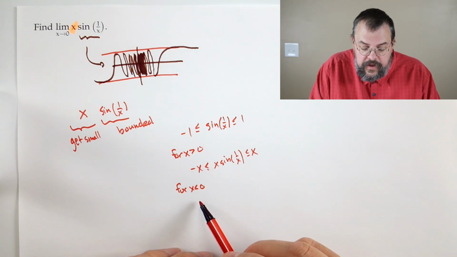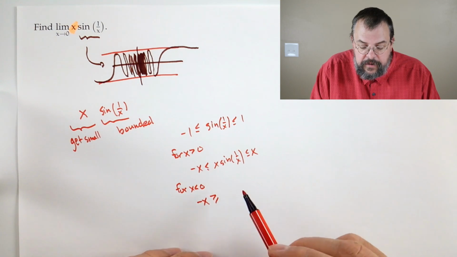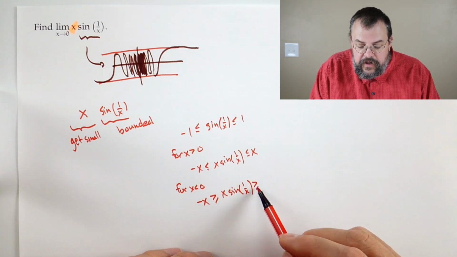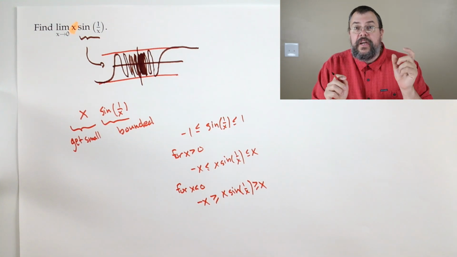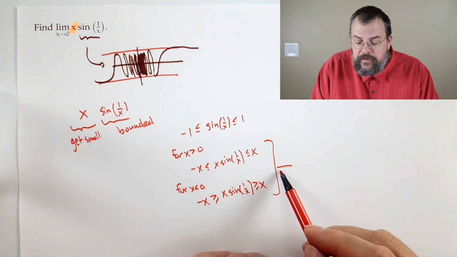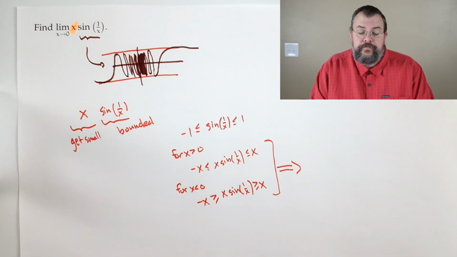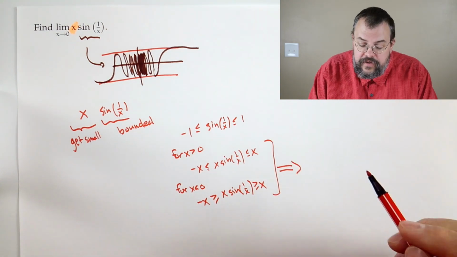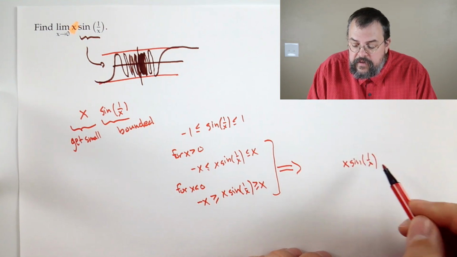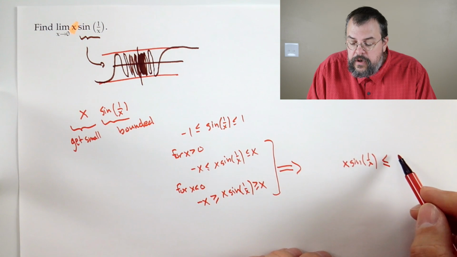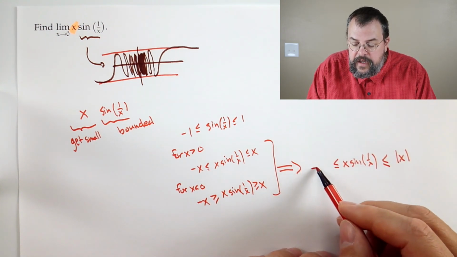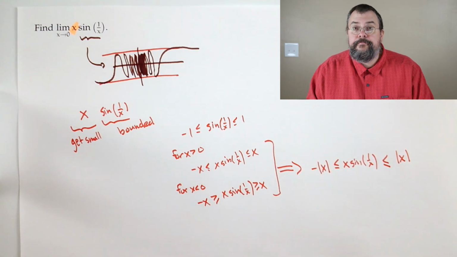Well, it's still negative x greater than or equal to x sine 1 over x is greater than or equal to x, because you, again, multiply by negative and flip the inequalities. If you combine these together, there's really a very simple way to say this. What you can say is that x sine 1 over x is below what we call absolute value of x and greater than or equal to negative absolute value of x.